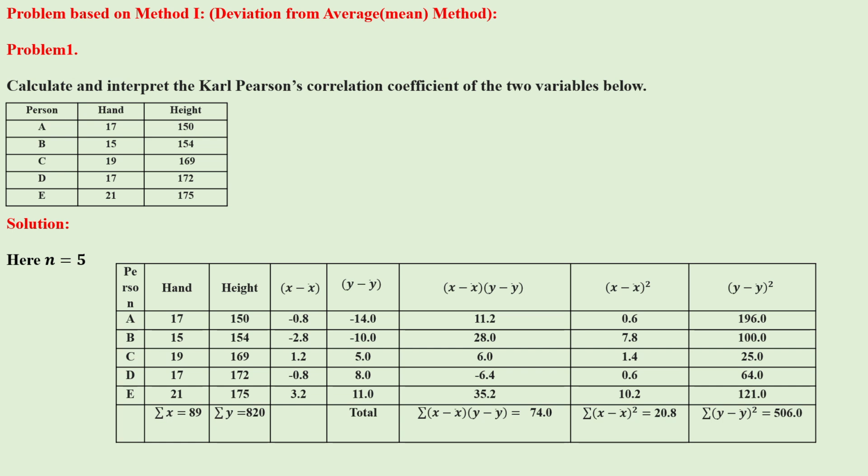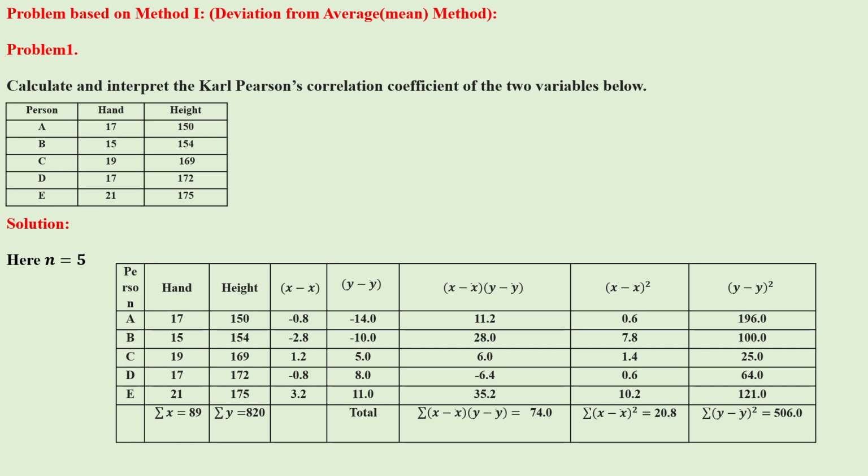First find the summation. For hand, that is x, adding all those values you will get sigma x equal to 89. Similarly for height, let it be y, sigma y is equal to 820. Next you have to find x minus x bar and y minus y bar. So x bar is 89 by 5, and y bar is 820 by 5. Then you have to subtract from each value: 17 minus x bar, 15 minus x bar, 19 minus x bar, 17 minus x bar, 21 minus x bar. That is called the x minus x bar column. Similarly y bar is sigma y by n, that is 820 by 5. You calculate the value, then subtract it from each one.